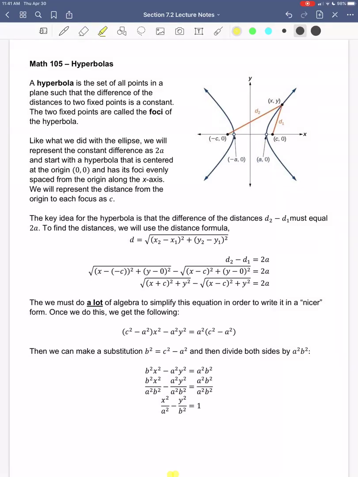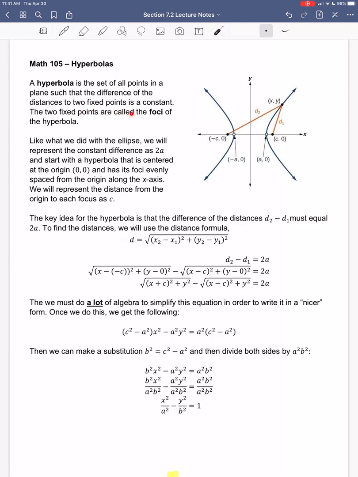In this mini lecture, I'm going to talk a little bit about hyperbolas. The definition of a hyperbola: it's the set of all points in a plane, so in a flat surface, such that the difference of the distances to two fixed points is a constant. That's similar to what we had for an ellipse, except this word difference was the word sum. So that's the only change in the definition going from an ellipse to a hyperbola.